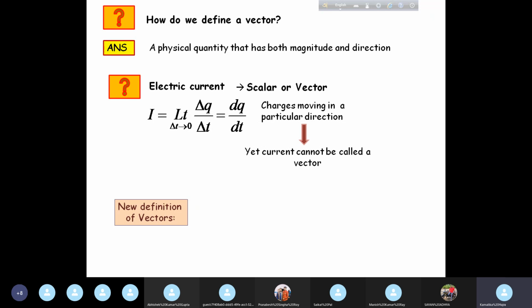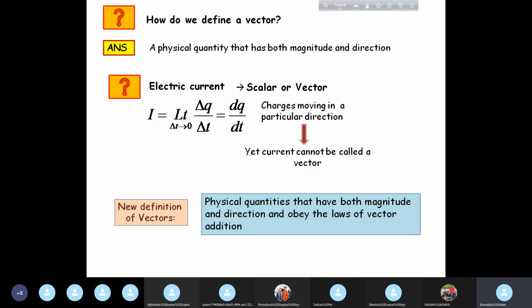From our old definition of vector, which someone just said, that it is a physical quantity which has both magnitude and direction. If we stick to this definition of vector, then we might as well call current a vector because it always has a magnitude and it always moves in a certain direction. But now we will add another point to the definition of vector. Physical quantities that have both magnitude and direction and obey the laws of vector addition.